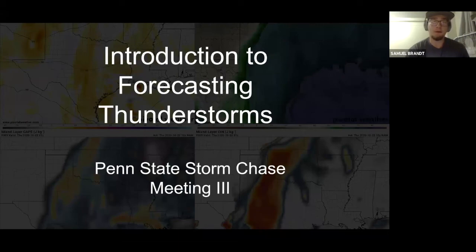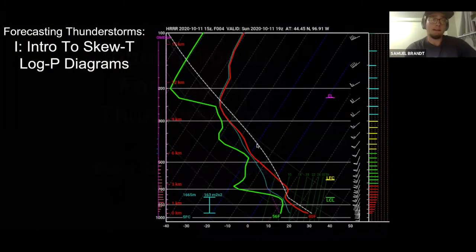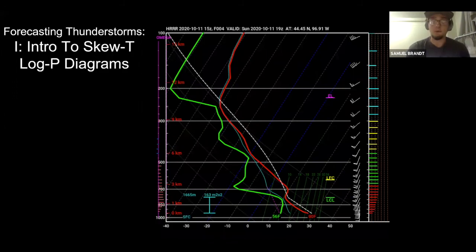Today we're going to be talking about just an intro to forecasting thunderstorms in general. Next meeting, we're then going to talk about wind shear and how those affect thunderstorms. But to get started today with forecasting storms, we're going to need to learn a little bit about these things called SkewT log P diagrams. These are very important for understanding how thunderstorms work from a conceptual standpoint.